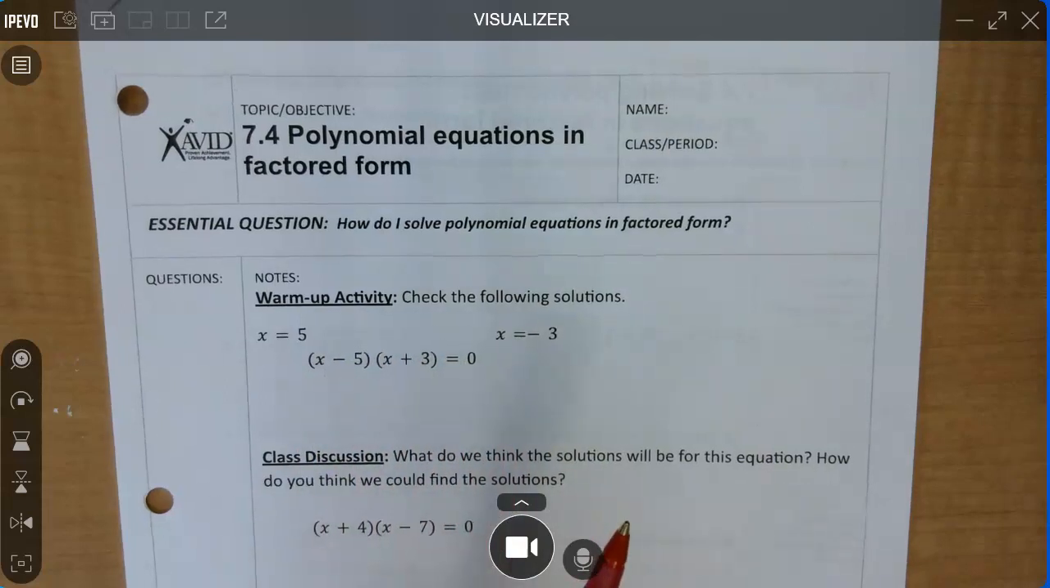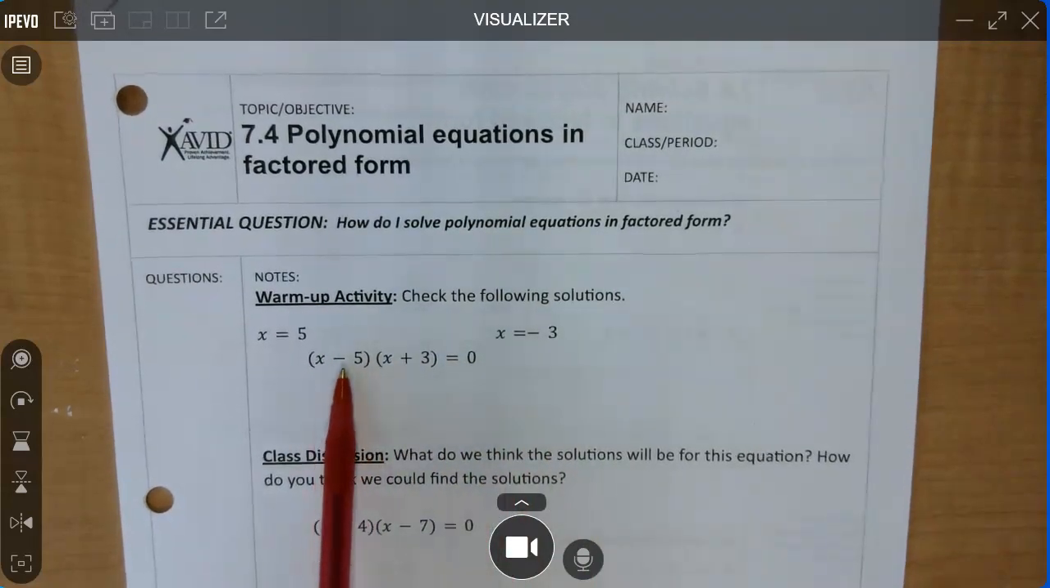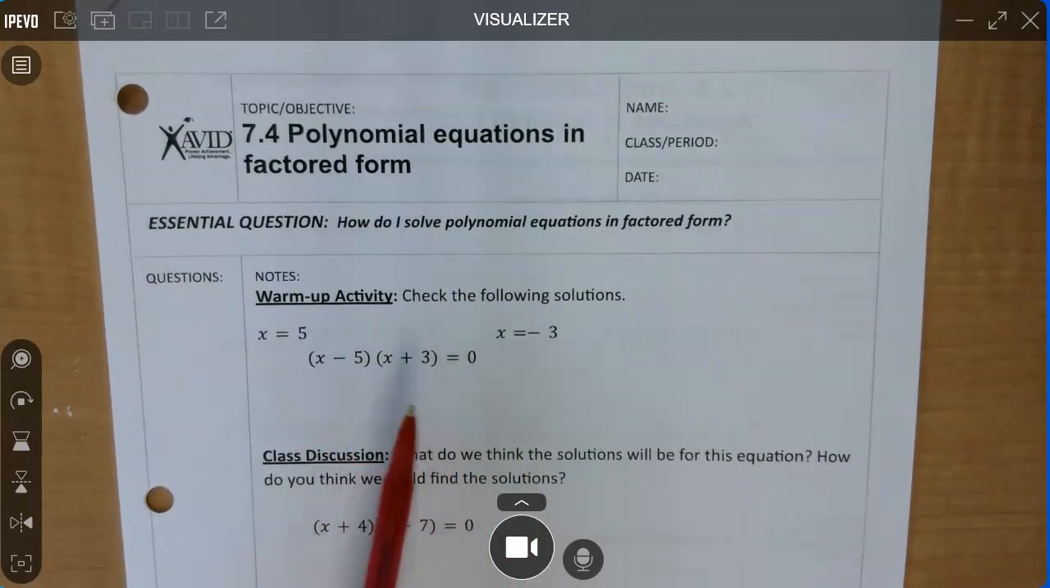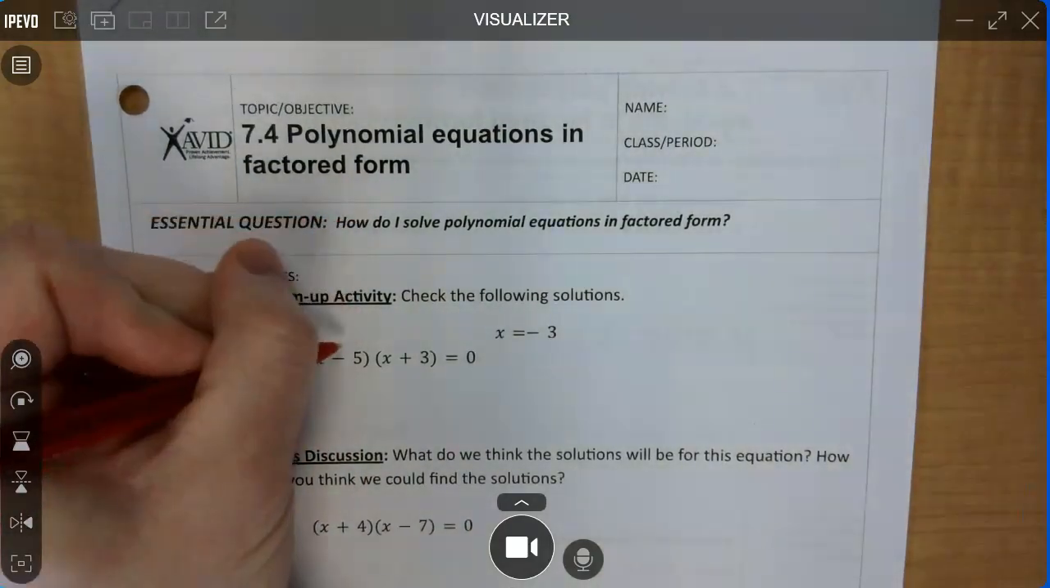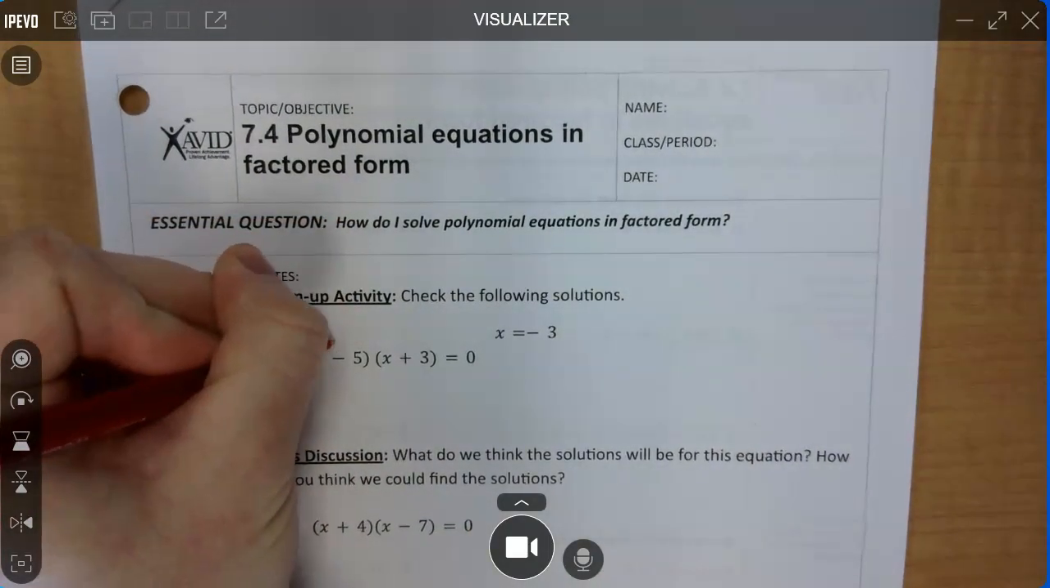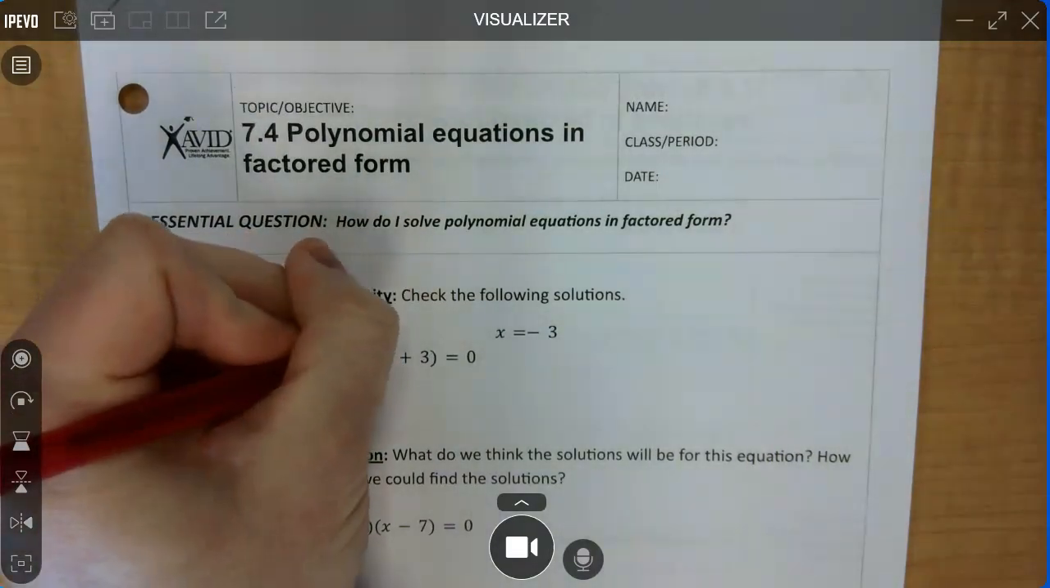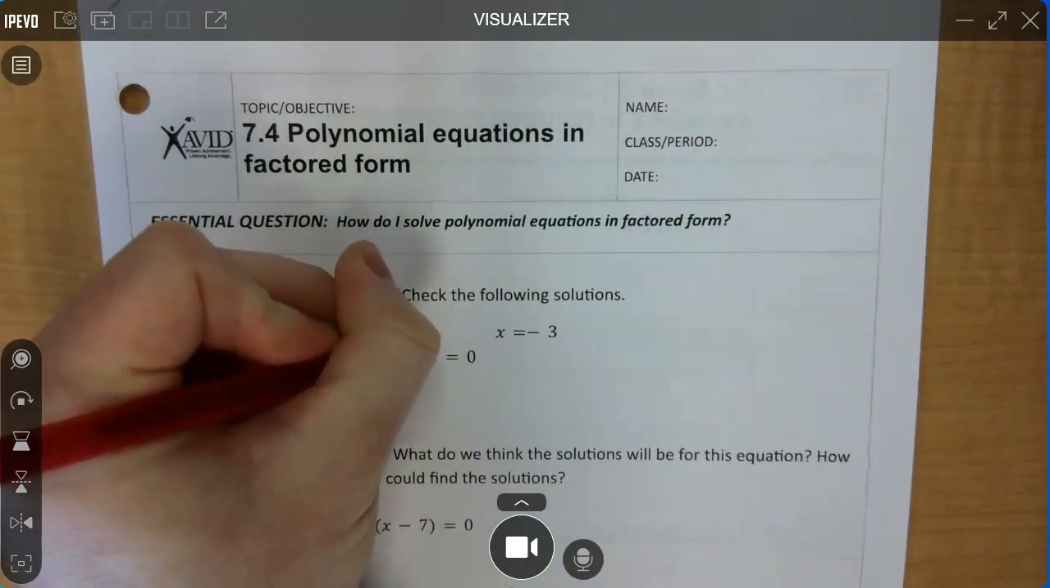Well, one of the first things we have to understand is that we are multiplying two binomials, but each of these binomials is a factor. So you can think of this as factor 1. So x minus 5 is factor 1. And then x plus 3 is factor 2.